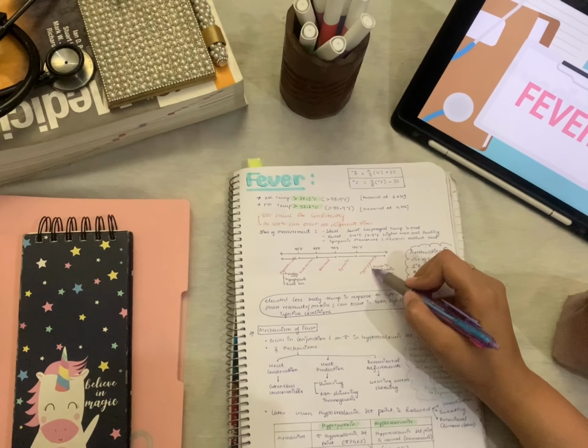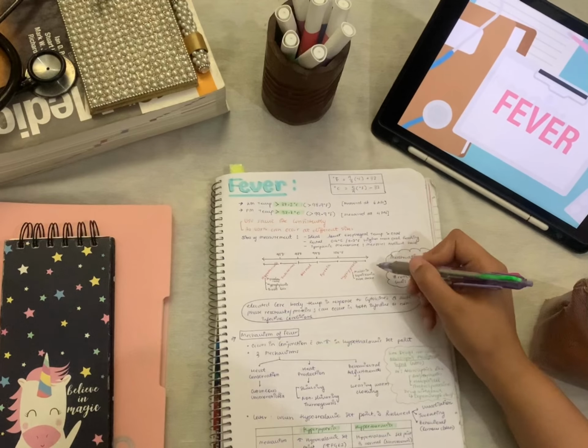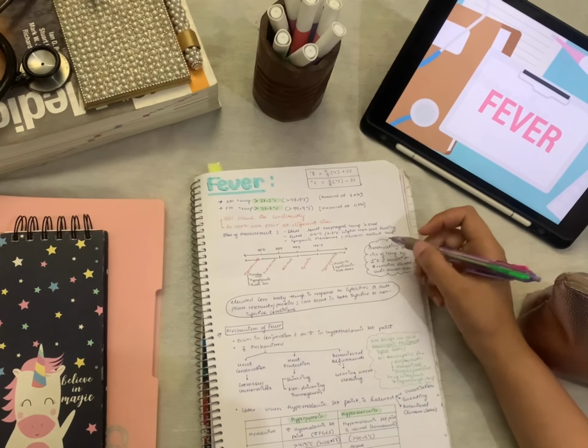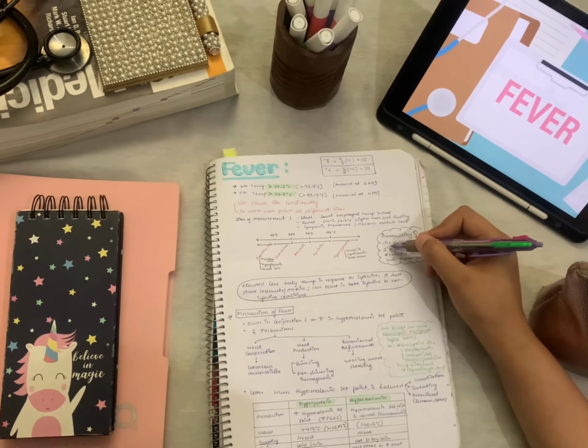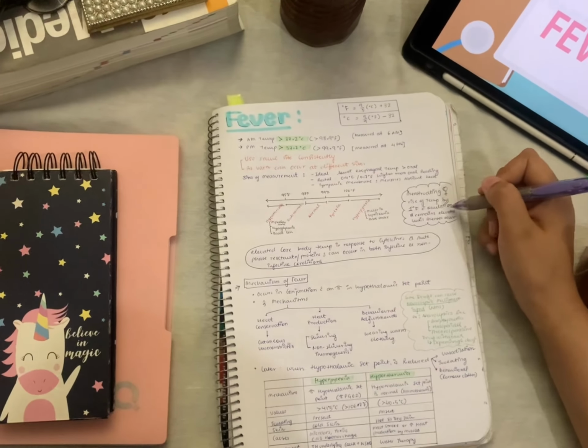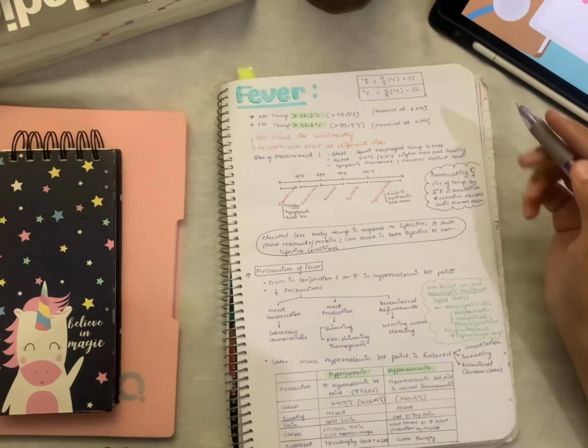Now the causes of hyperpyrexia, I have listed a few over here, such as malaria, septicemia, heat stroke. Now, in menstruating females, body temperature tends to rise by 1 degree Fahrenheit with ovulation. This is a very important thing to remember, and it remains elevated until menses occurs in the next cycle.